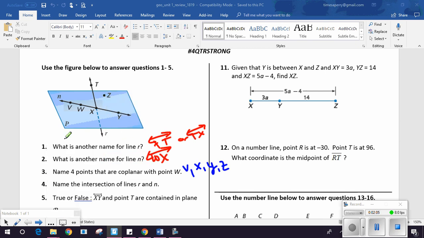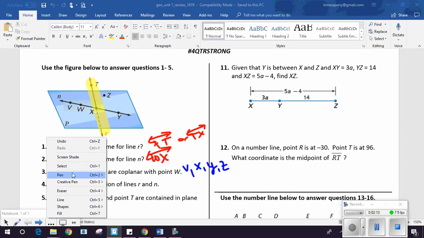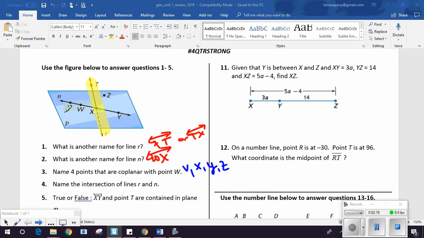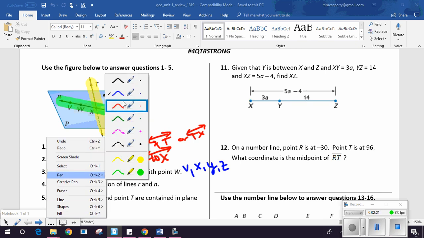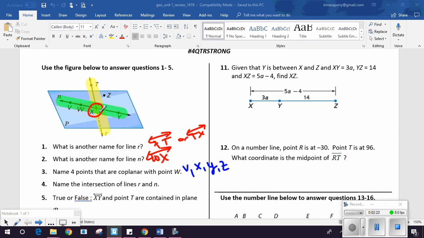For number 4, we're naming the intersection of lines R and N. So here's line R. And here's line N. So they intersect right here at X.